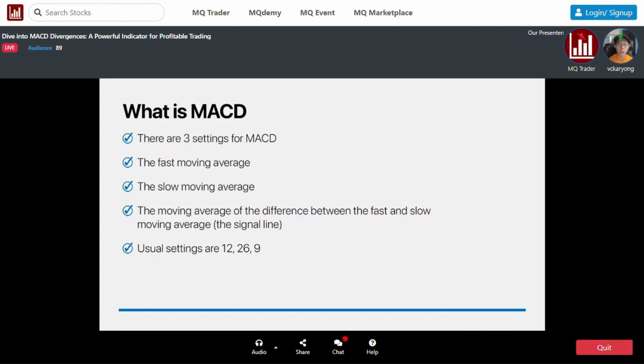So for me, I would suggest if you're fairly new to all these indicators, just leave it as default. Just leave it as 12, 26, and 9. Of course, what does this period mean? If you're very new to the terminology of some of these indicators, period basically means how many data points in the past you want to take in to calculate it.